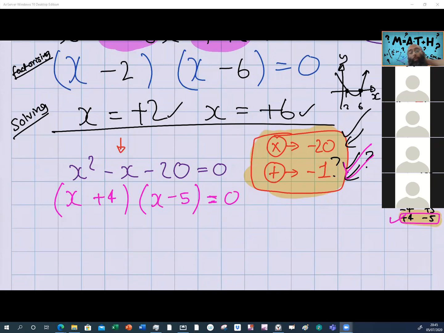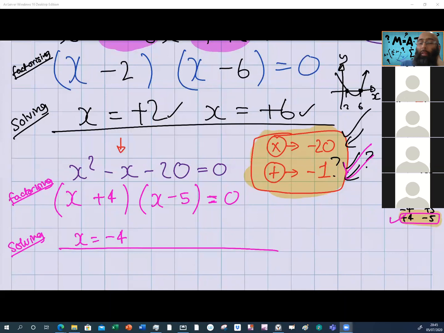Okay, so Saleh, what do you call this level here? Is that called solving or factorizing? It's called factorizing. So we factorize the quadratic equation. What's the next stage? Solving. How do we do solving? You have to do the opposite. Opposite of what's in the brackets. So opposite of add 4 is? Minus 4. And opposite of minus 5 is? That's plus 5. Fantastic. X equals plus 5.